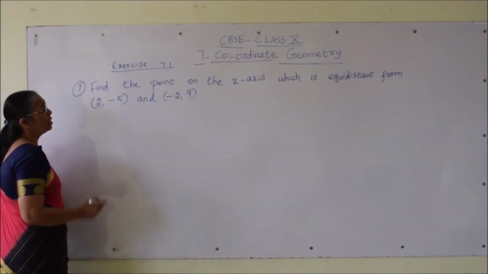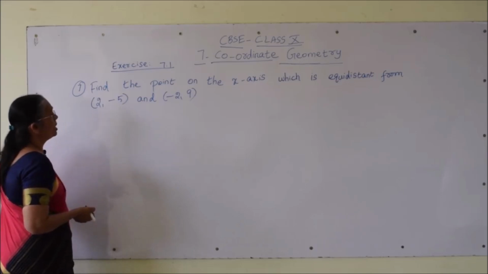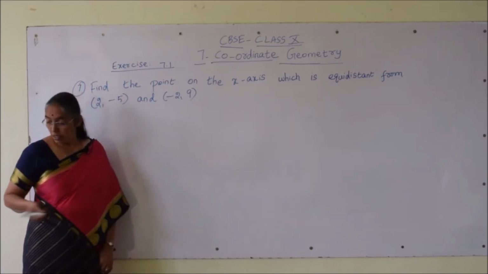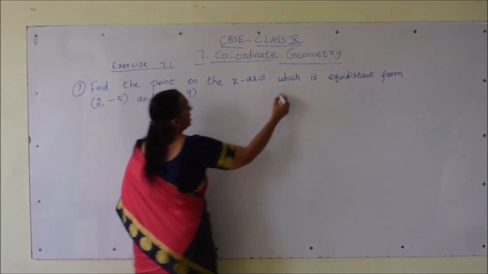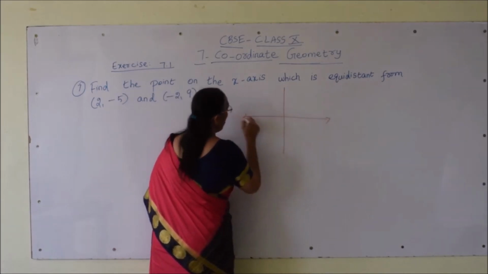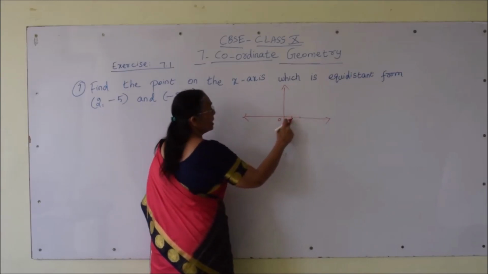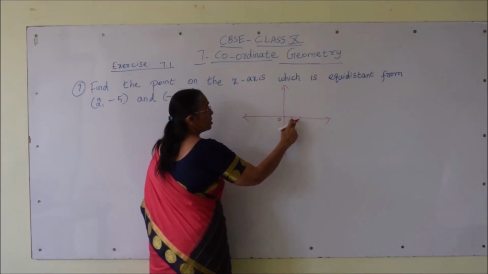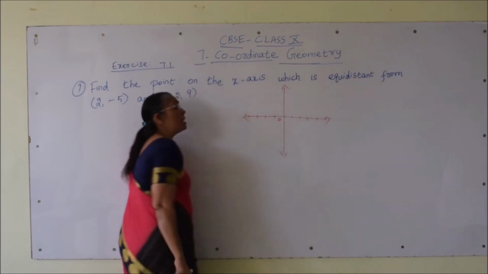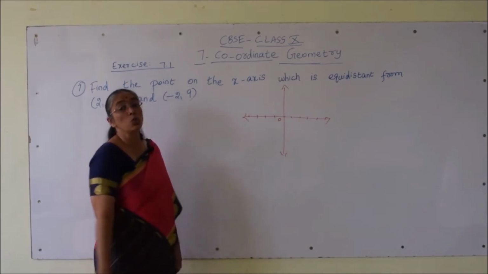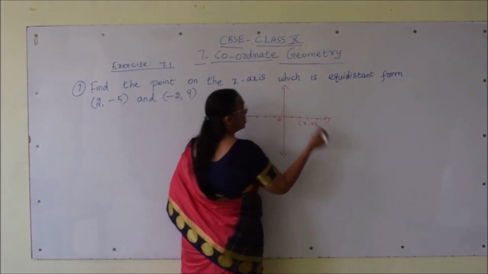Seventh one: find the point on the x-axis which is equidistant from 2, minus 5 and minus 2, 9. First let us sketch this and see how the given points are and which point we need. Now we want the point on the x-axis. Any point on the x-axis will be in the form 1, 0; 2, 0; 3, 0; and on this side minus 1, 0. So, any point on the x-axis has its y coordinate as 0. So, consider the general point as x, 0.